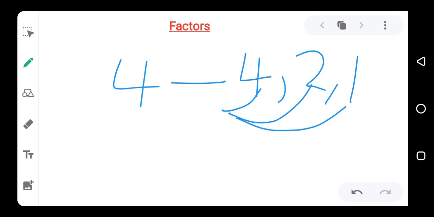Now let's look for factors of 5. For 5, it can divide itself. 5 divided by 5 is 1. So 5 is a factor of 5. Then, can 2 divide it? No. Can 3 divide it? No. Can 4 divide it? No. Then another thing that can divide 5 is 1. 5 divided by 1 is 5.